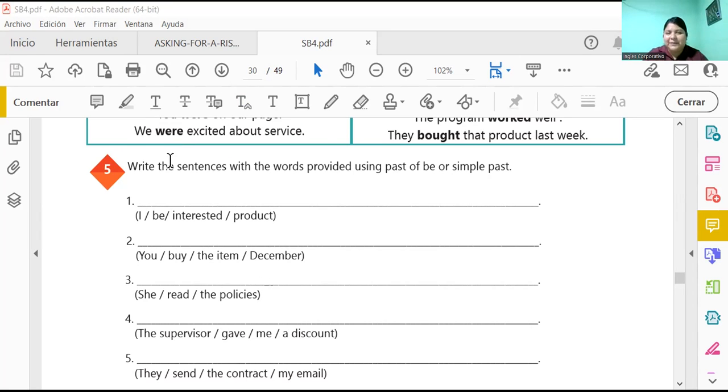The computer was not working with the audio. Okay, so let's check these sentences. Write the sentences with the words provided using past of be or simple past. So what do you think about this one?